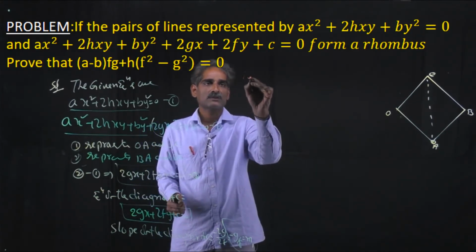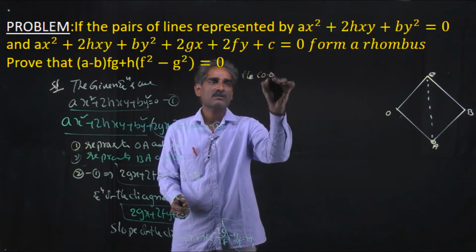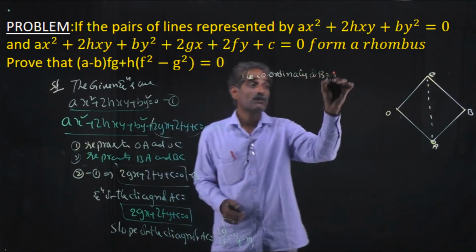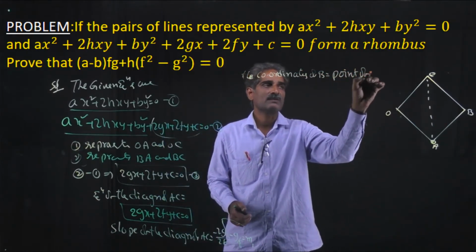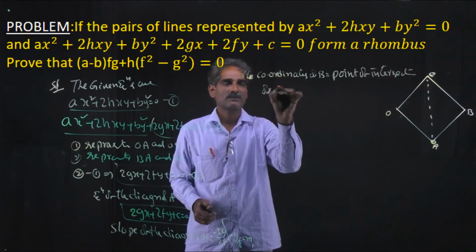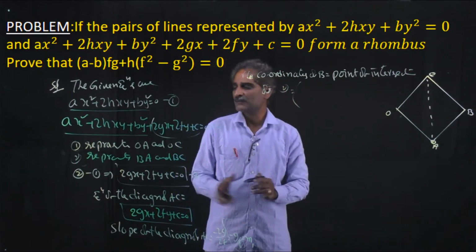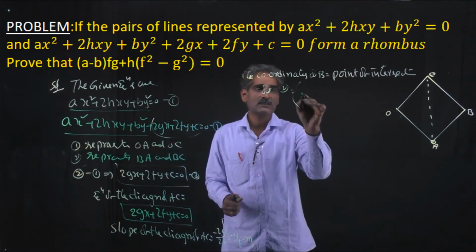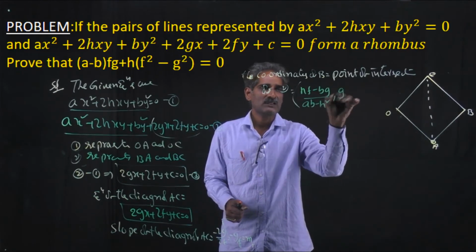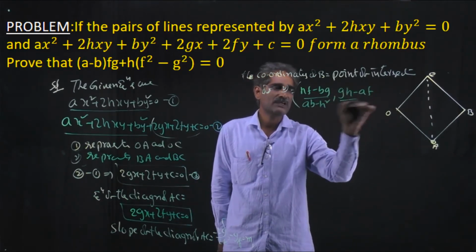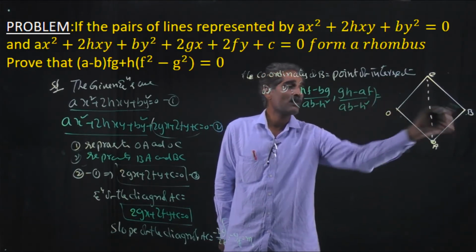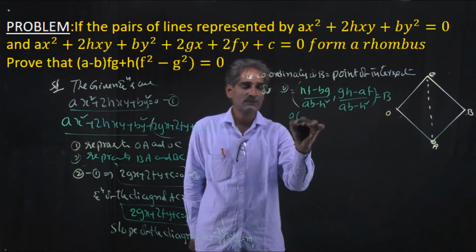Therefore, the coordinates of B is equal to the point of intersection of the two. So what about the coordinates of the point of intersection of this equation? HF minus BG by AB minus H square, GH minus AF by AB minus H square. These are the coordinates of the point B. Already we know the coordinates of the point O, 0, 0.